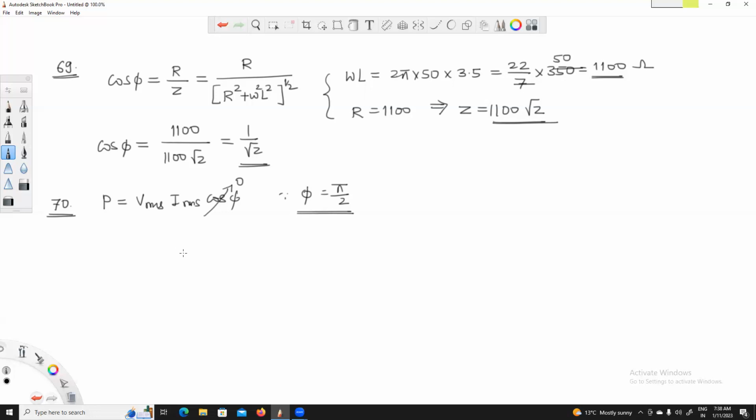Power factor of LR circuit, we have already seen here. Power factor of inductive circuit is cos phi equals R upon Z. Z is given by this particular formula. So this is also sorted. So next, move on. 74.